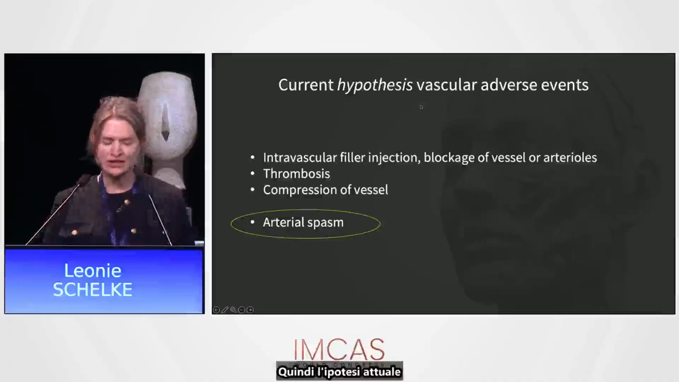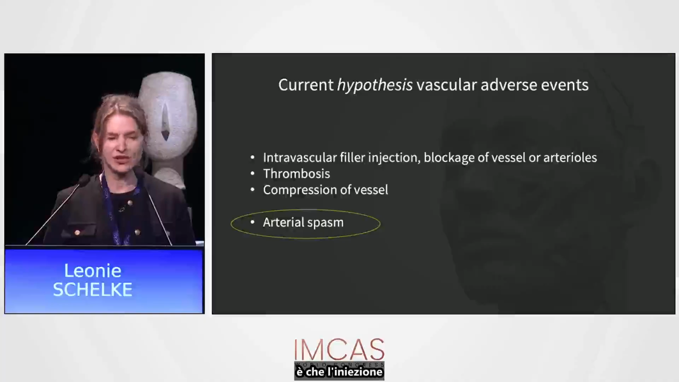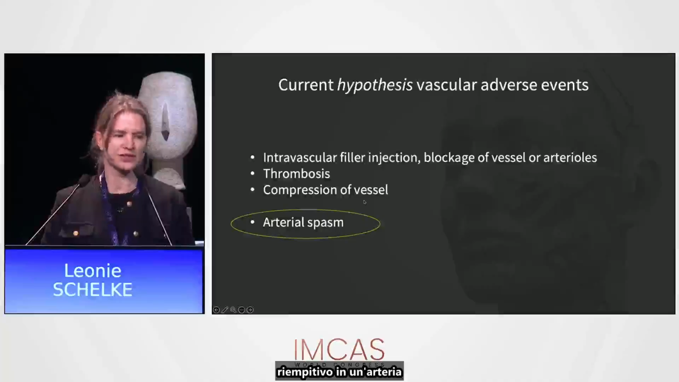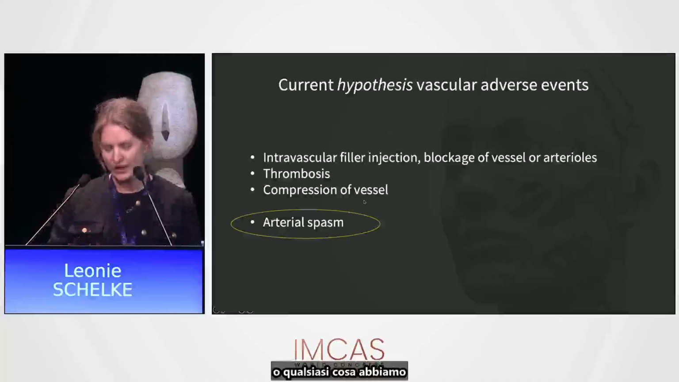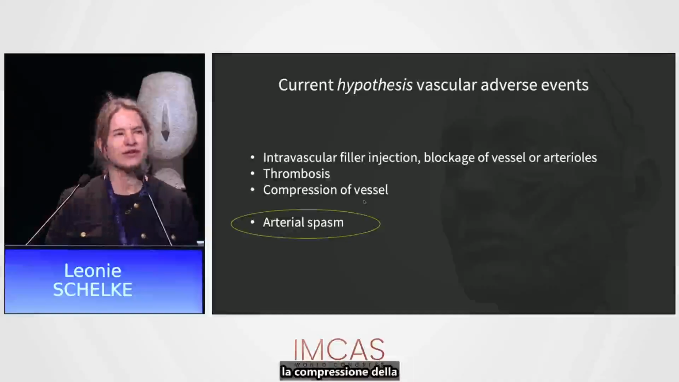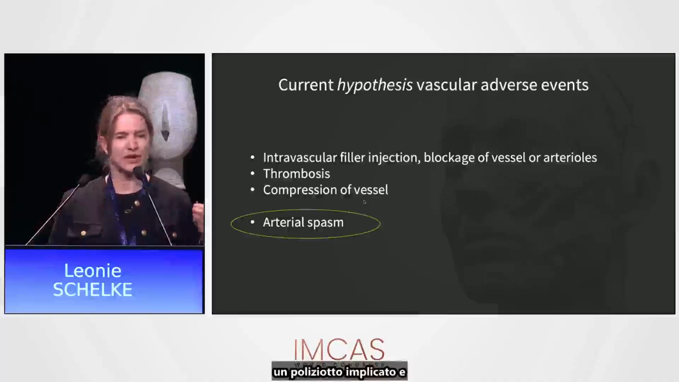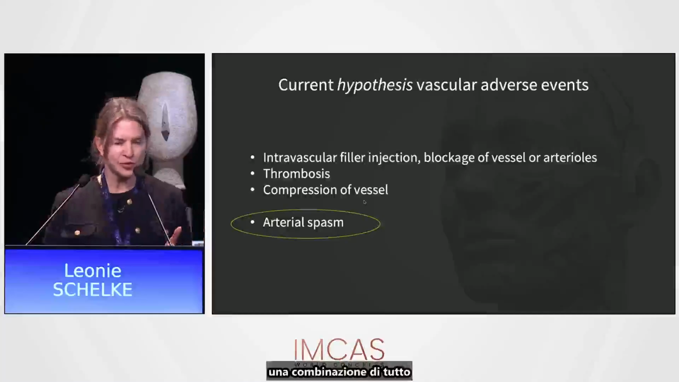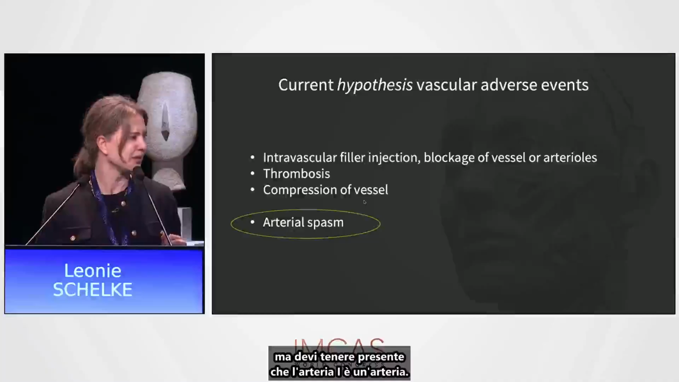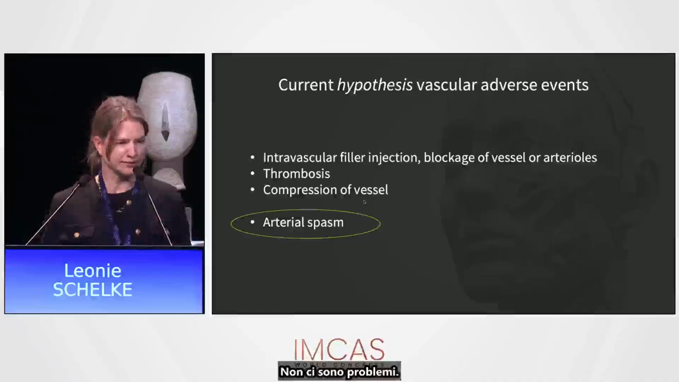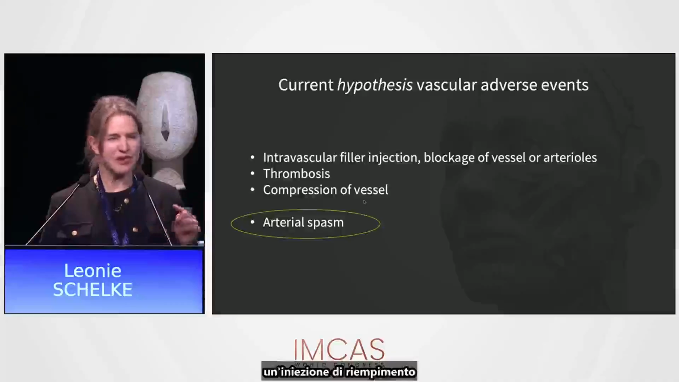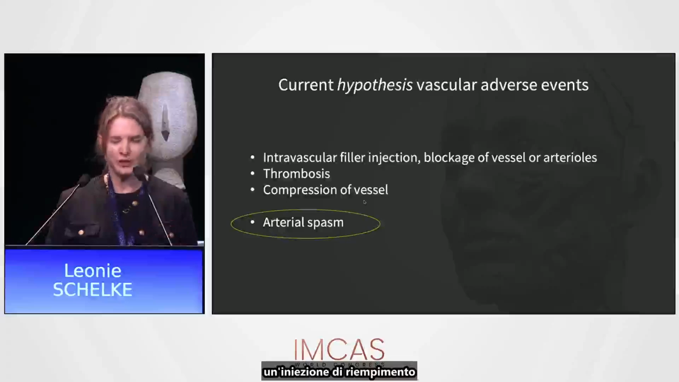So the current hypothesis is an intravascular injection of filler in an artery or in a vein. We have thrombosis, compression of a vessel, and we like to add spasm as well. And it may be a combination of everything, but you have to keep in mind that the eye artery is an end artery. The arteries in your face, you can cut an artery, you can ligate an artery, you can on purpose embolize an artery to stop a bleeding. There is no problem. So even if it's an intra-arterial filler injection, there should be another component.